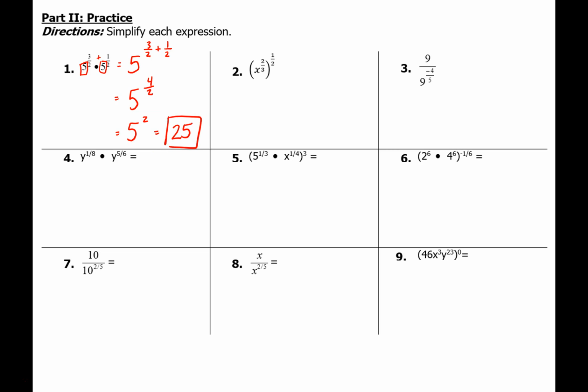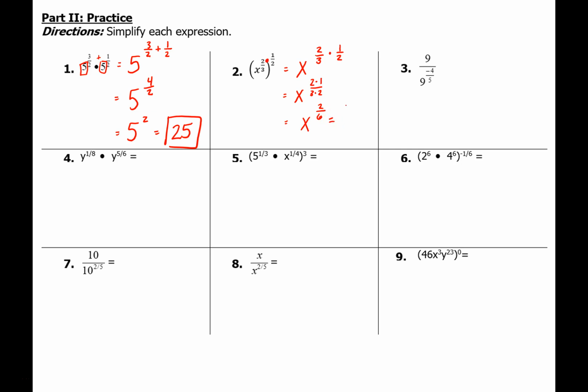The second problem is a power raised to a power, so that means I'm going to multiply. I'm going to do x to the 2/3 times 1/2, which means I'm going to multiply my numerators and multiply my denominators. Final answer for this one is 2 over 6, but that fraction simplifies further because these are both divisible by 2. 2 divided by 2 and 6 divided by 2. So we're going to take out that factor of 2.